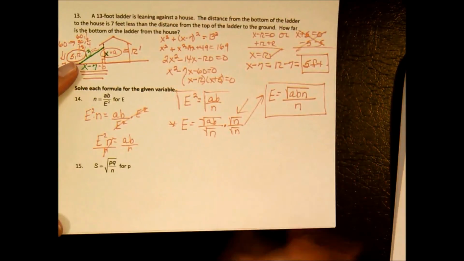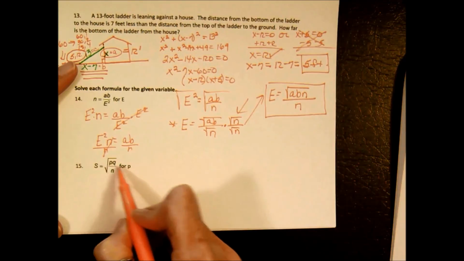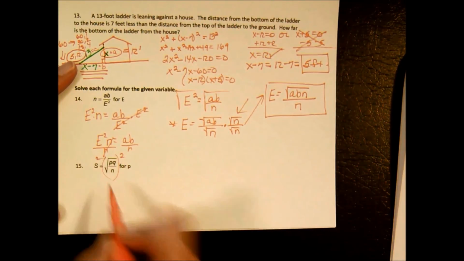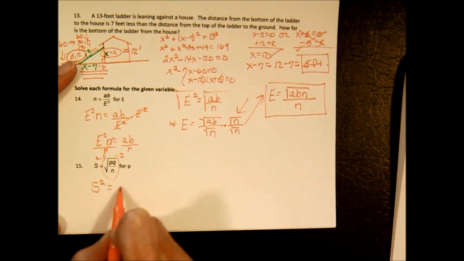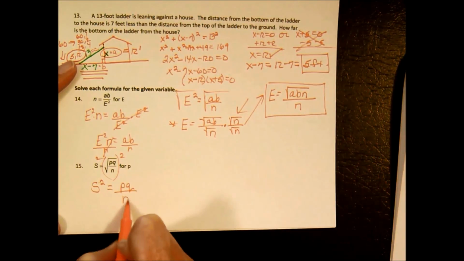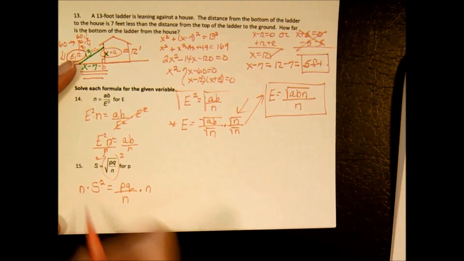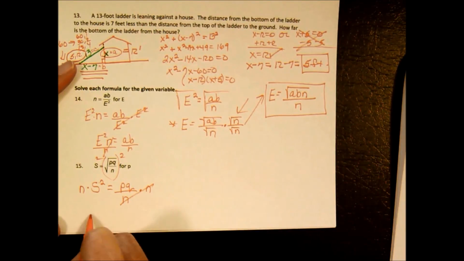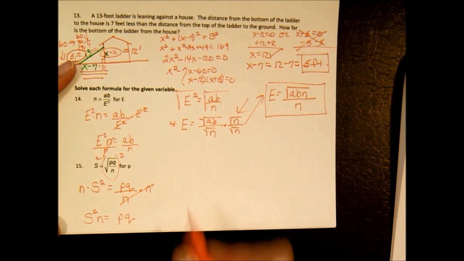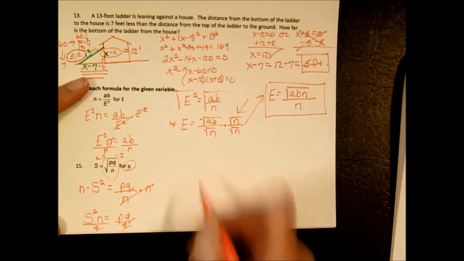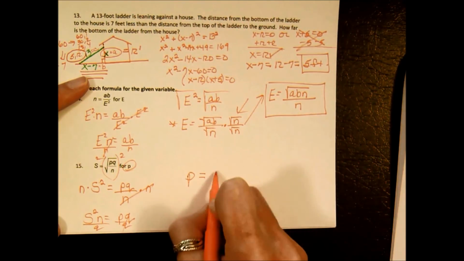Next one's a little bit different. We want to solve for p, and it's under the square root, so we need to get that radical gone first by squaring. So s squared equals pq over n. Now I need to get rid of the denominator, so I multiply both sides by n. That gives me s squared n equals pq. And since I want to solve for p, all I need to do is divide by q, and I get p is equal to s squared n over q.